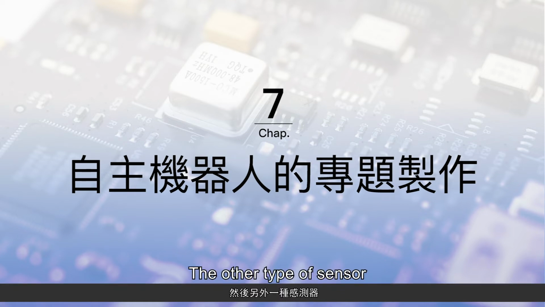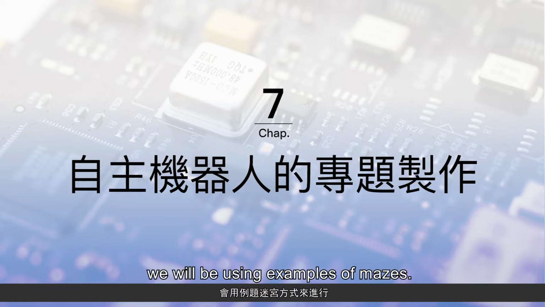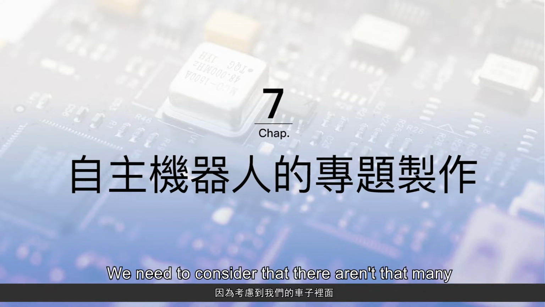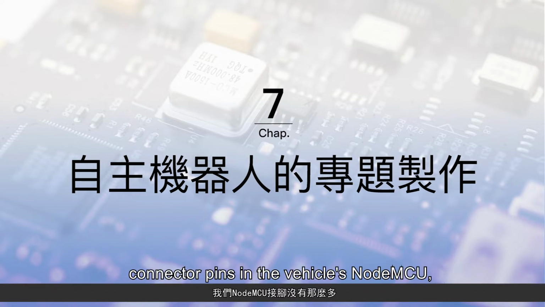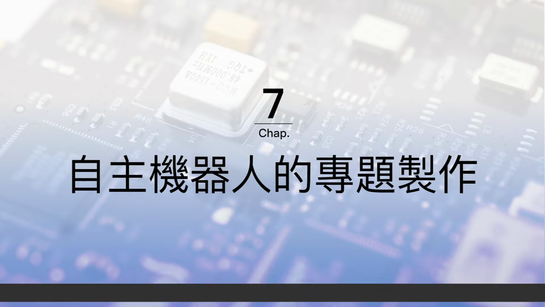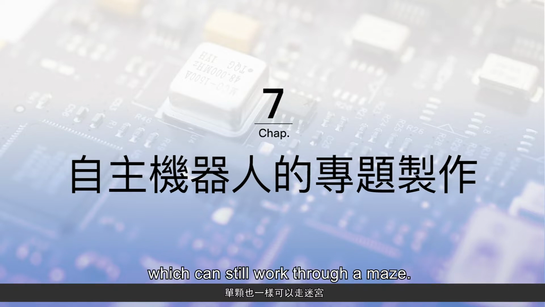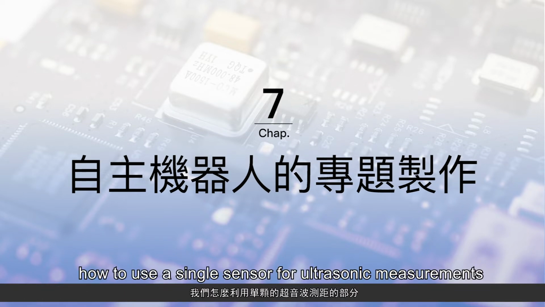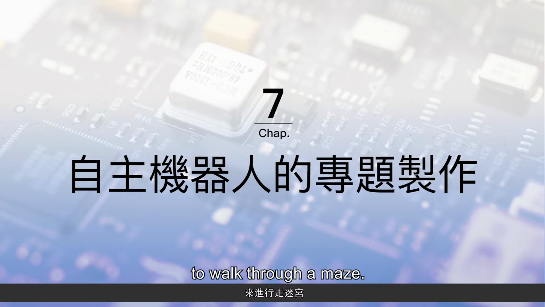The other type of sensor is the ultrasonic sensor. For this part, we will be using examples of mazes. We need to consider that there are not that many connector pins in the vehicle's NodeMCU, so we will only use a single sensor, which can still work through a maze. During our class, we will tell you how to use a single sensor for ultrasonic measurements to work through a maze.